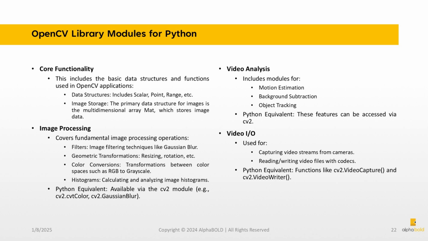cv2.GaussianBlur. Video analysis. Includes modules for motion estimation, background subtraction, and object tracking. Python equivalent: these features can be accessed via cv2. Video I/O. Used for capturing video streams from cameras, and reading and writing video files with codecs. Python equivalent: functions like cv2.VideoCapture and cv2.VideoWriter.